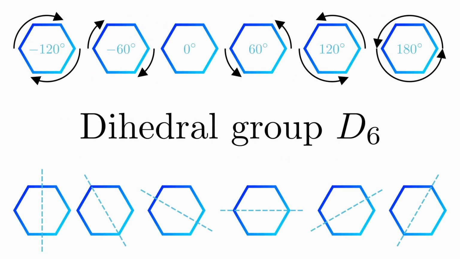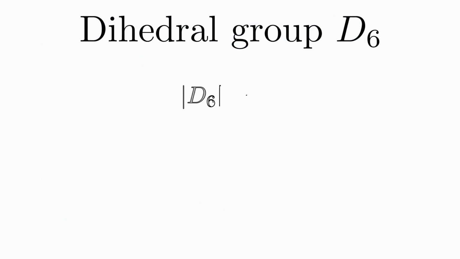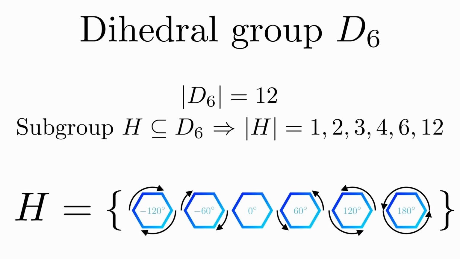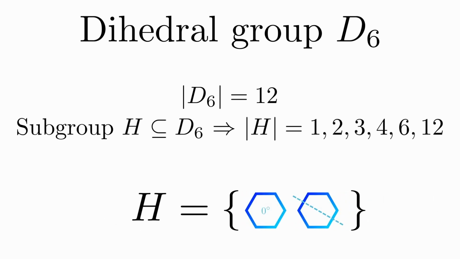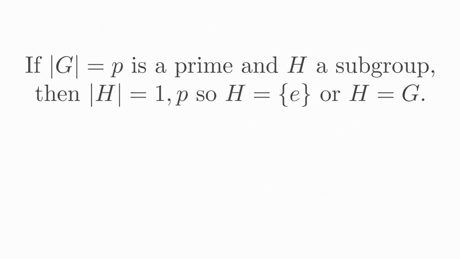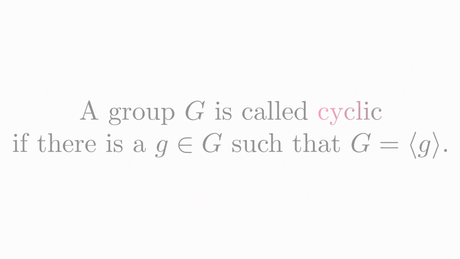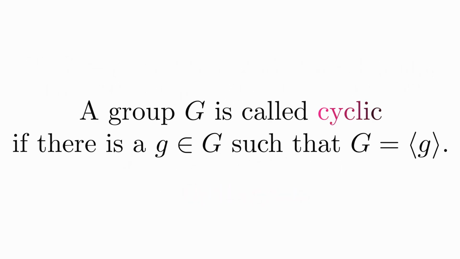For example, in the dihedral group D6, which has 12 elements, possible subgroup sizes must divide 12. The subgroup of all rotations has 6 elements, and a subgroup consisting of the identity and a single reflection has 2 elements. If a group has a prime number p of elements, the only possible subgroups have sizes 1 and p, so only the identity element or the entire group. This means that any element other than the identity generates the entire group, making it a cyclic group. A cyclic group is a group generated by a single element.